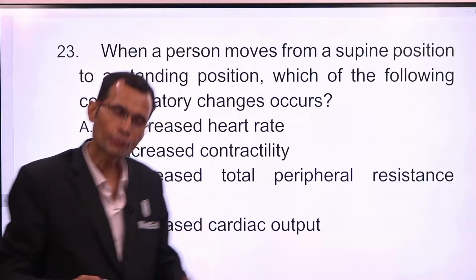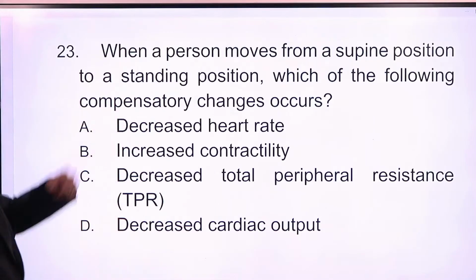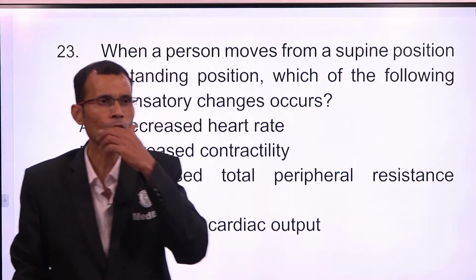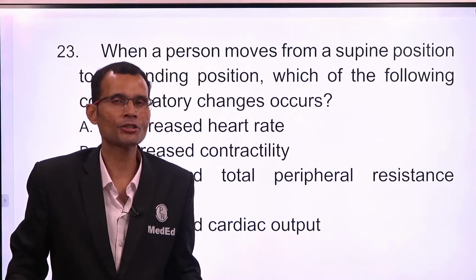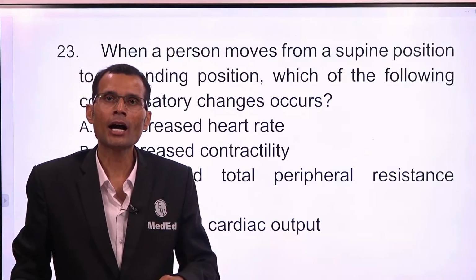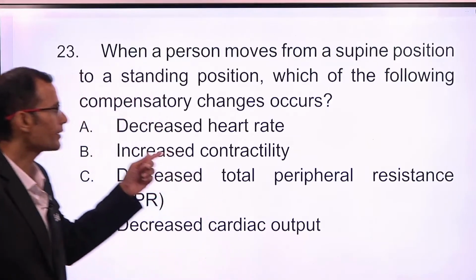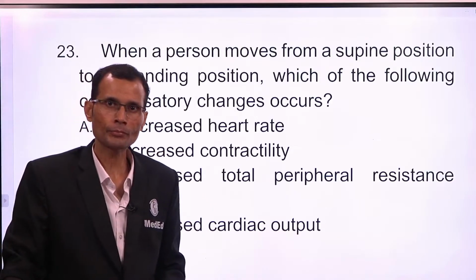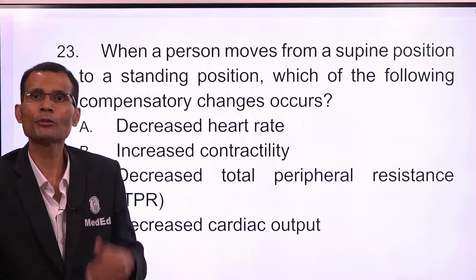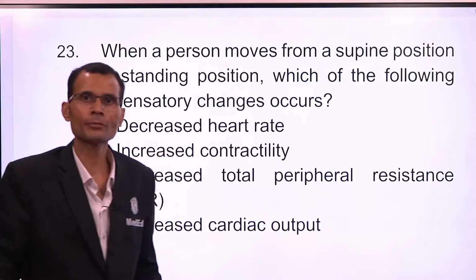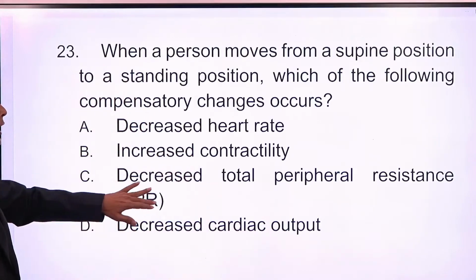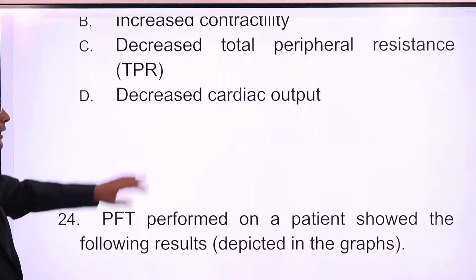Okay. So therefore, in this case, heart rate increases, because immediately the baroreflex mechanism is activated and heart rate increases. So decreased heart rate given here is not correct. Contractility will decrease because venous return to the heart is less, so the heart will contract less vigorously. So decreased contractility will occur and the answer was decreased cardiac output.